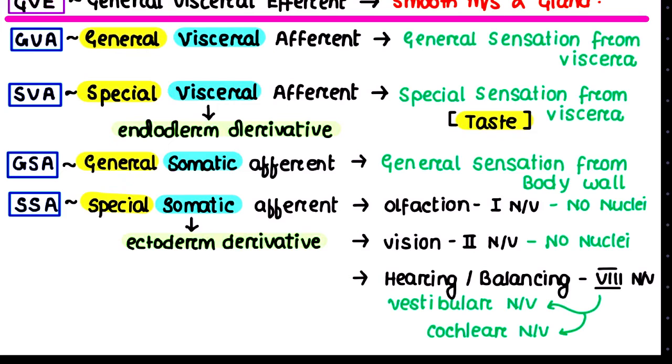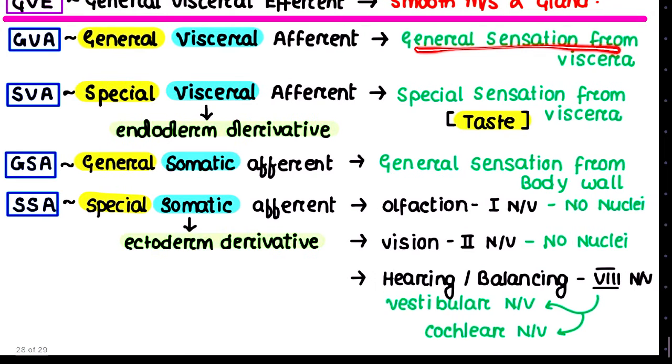One, the type of sensation it is carrying, such as general sensation. Another, from where it is carrying. It is carrying from viscera. So it will carry general sensation from viscera. That's all.